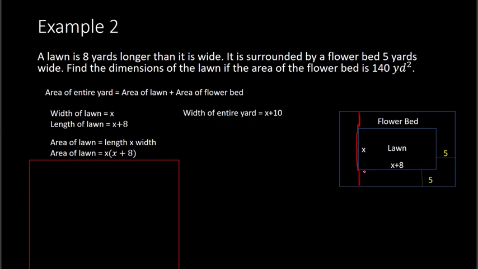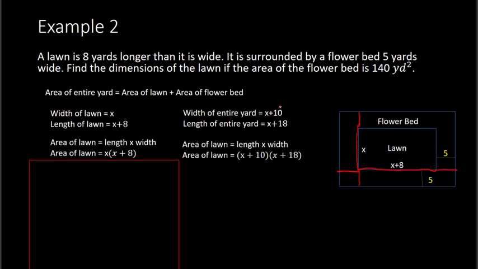Same thing for the length of the entire yard. The length of the lawn is x plus 8. We add that with the 5 to get to here, plus another 5 to get over here. We have x plus 8 plus 10, which would be x plus 18. And the area is length times width of a rectangle. So if we take x plus 10 times x plus 18, that gives me the area of the entire yard.